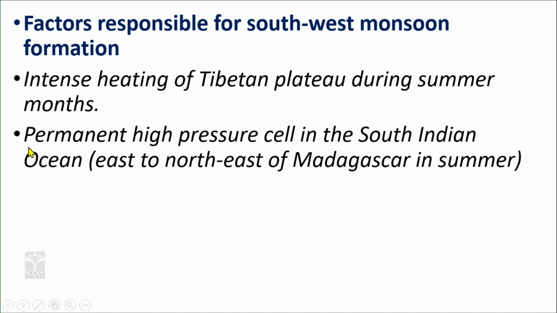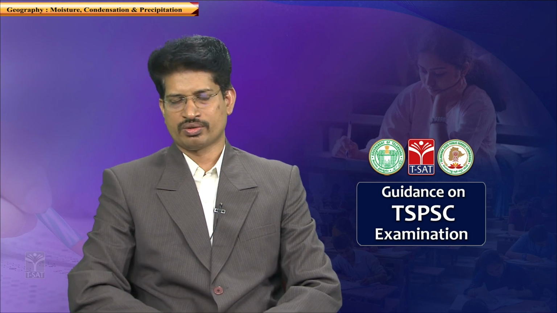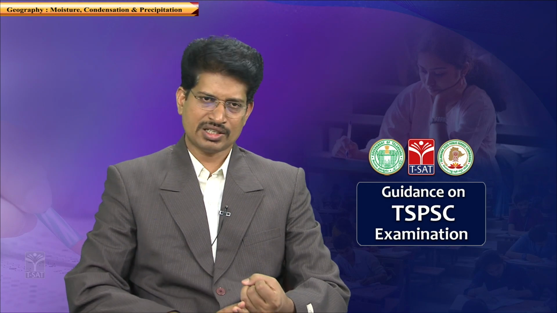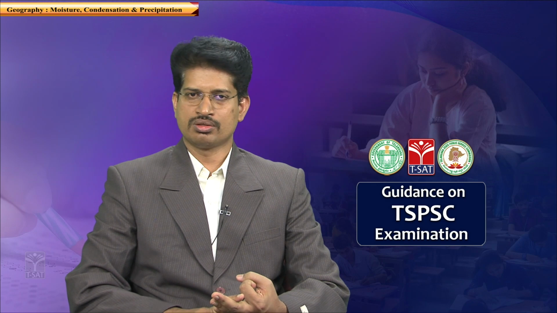Next, the permanent high pressure cell in the South Indian Ocean is the second factor responsible for the development of the monsoon. Wind always blows from high pressure to low pressure, and we are in between these zones which I have discussed. We experience monsoons because this monsoon wind is obstructed by the Western Ghats and the Himalayas, subjecting it to lapse rate, and we receive rainfall.